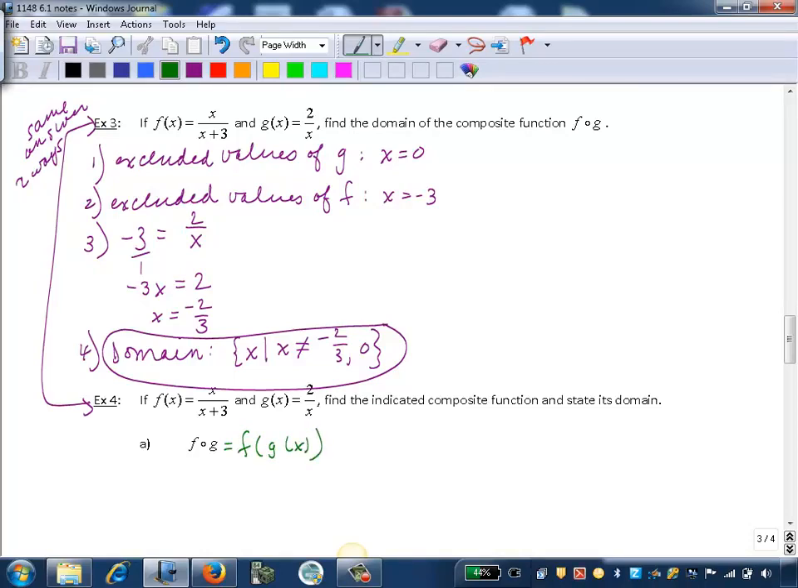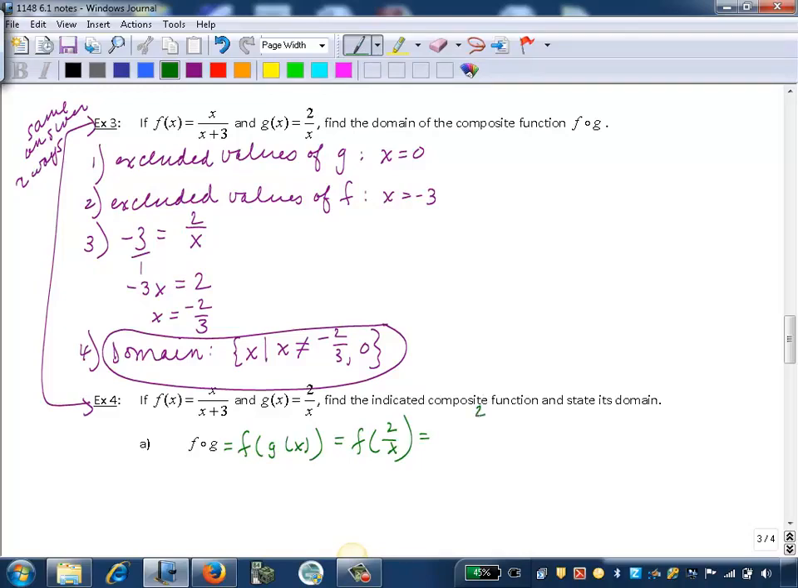So I'm going to work inside out, and I'm going to plug the function g of x into the outer function f of x. So g of x is equal to 2 over x. So I'm going to replace g of x with 2 over x. So I want to find f of 2 over x. So I want to substitute now a 2 over x into the function f. Wherever I see an x in the function f, I'm going to replace it with 2 over x.